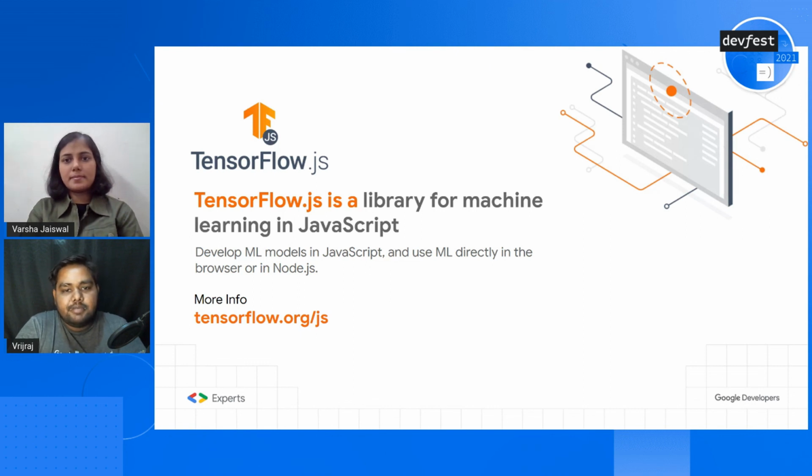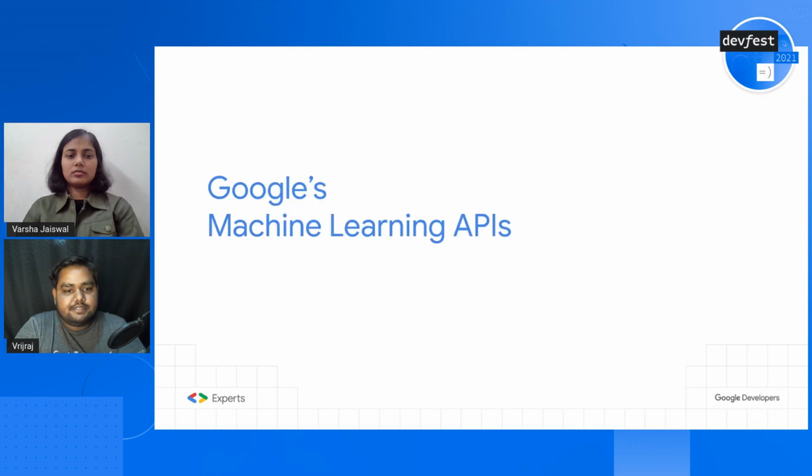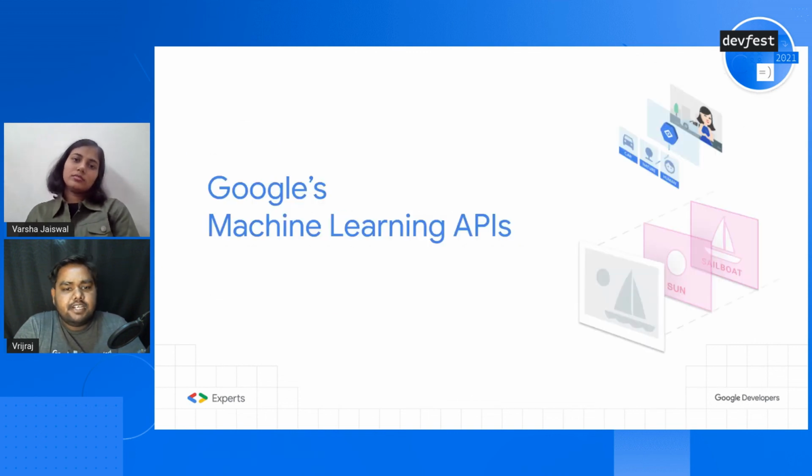You just need to call the machine learning model, or you can build your own model, which will directly run in your browser, and you can call it. To know more about TensorFlow.js, we have a website, tensorflow.org/js. And there are a lot of machine learning APIs provided by Google Cloud.